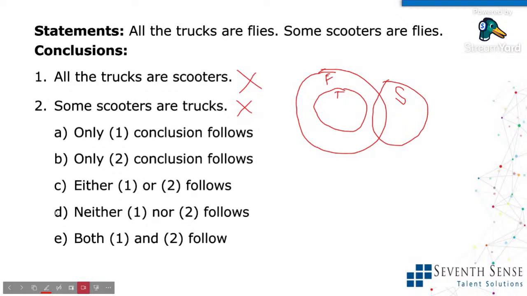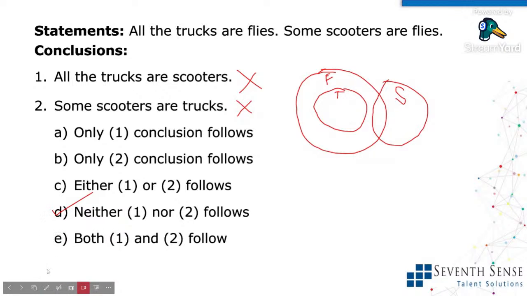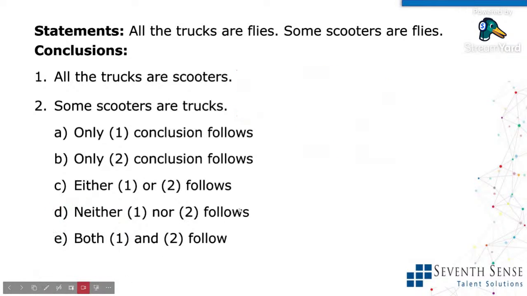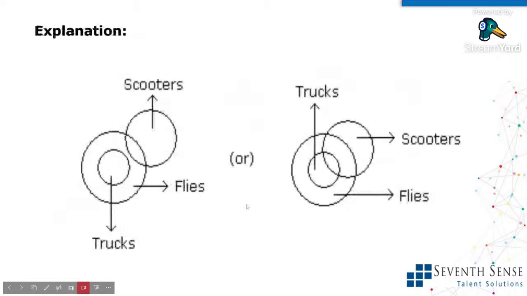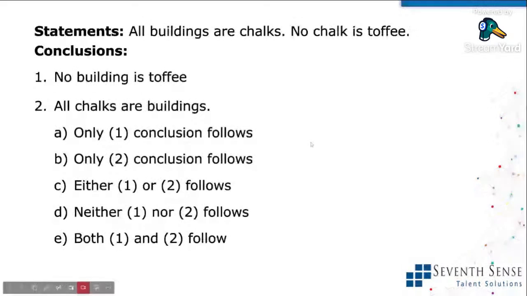Now, what is the correct answer? Neither one nor two follows. Very good. Most of you have got it. Very happy. So let me close this. So option D, again same thing, you can check. Now quickly try the next one. We will try to end this as soon as possible. Later we will go to your next topic.